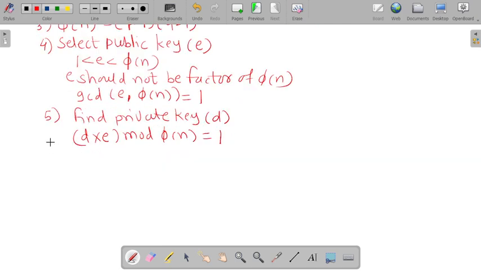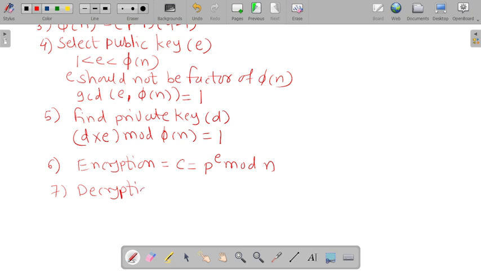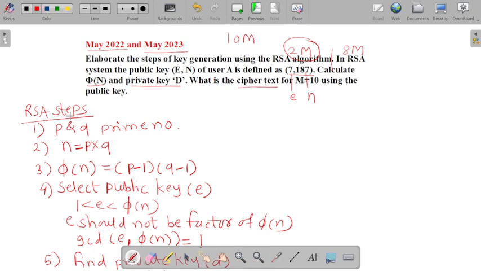Then there are processes for encryption and decryption. These are the two processes. First we will find our ciphertext based on the plain text message given. So ciphertext is equal to plain text raised to E mod N. And in the process of decryption, we will find our plain text based on our ciphertext. So value of ciphertext raised to D mod N. So these are the steps given in the RSA algorithm, and this will be asked for 2 marks.